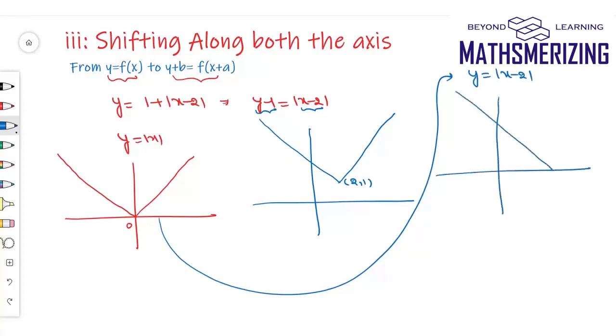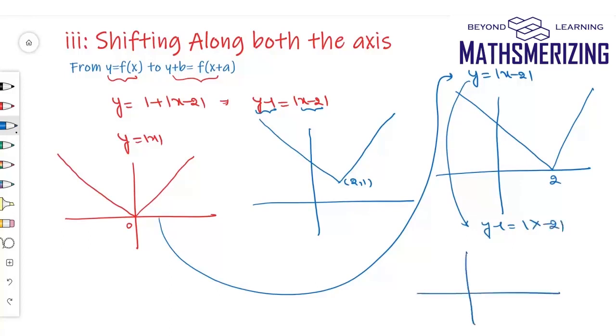So suppose I've shifted this graph plus 2 units along x-axis. Now for this graph, shift this graph plus 1 unit along y-axis. So now I'll move this graph upwards along y-axis. Now let us take another example.